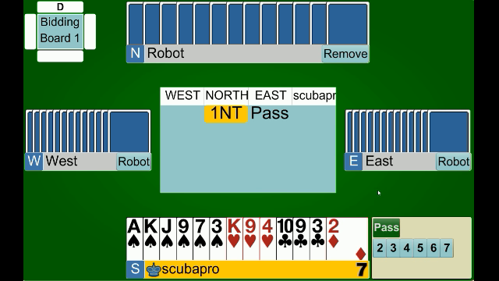What do we do with this hand? Well, we always start with our transfer bid. And now when partner bids 2 spades, we should be bidding 4 spades.